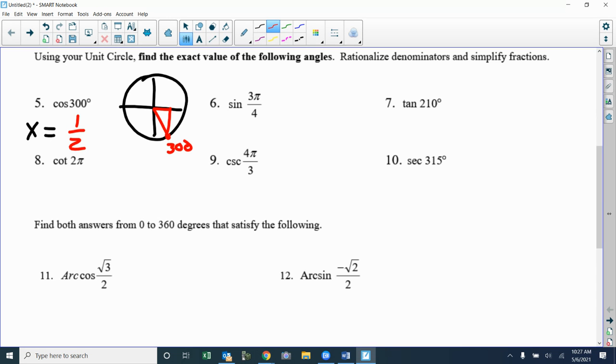Sine of 3 pi over 4. Well, you might want to figure out what 3 pi over 4 is first. That is 135 degrees.